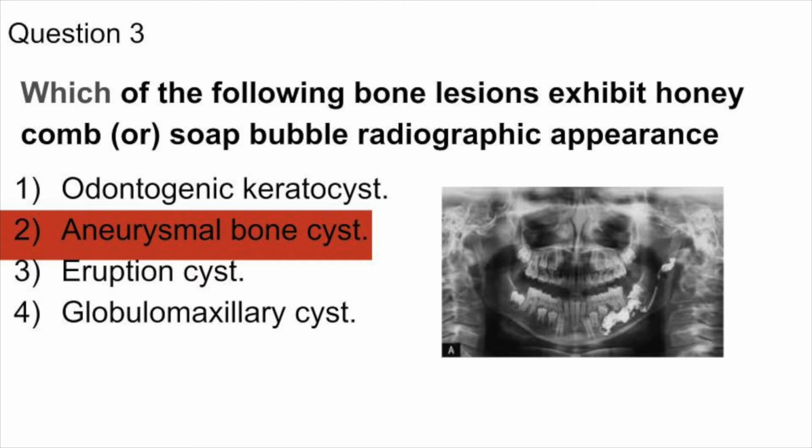Aneurysmal bone cyst is a false cyst because the fluid-filled cavity is not lined by epithelium. It is a lesion of the young person mostly occurring in the long bones and vertebral column with a history of trauma. Upon entering the lesion, there is excessive bleeding and blood welling up from the tissue. The tissue resembles a blood-soaked sponge with large pores representing the cavernous spaces of the lesion. The answer is aneurysmal bone cyst.